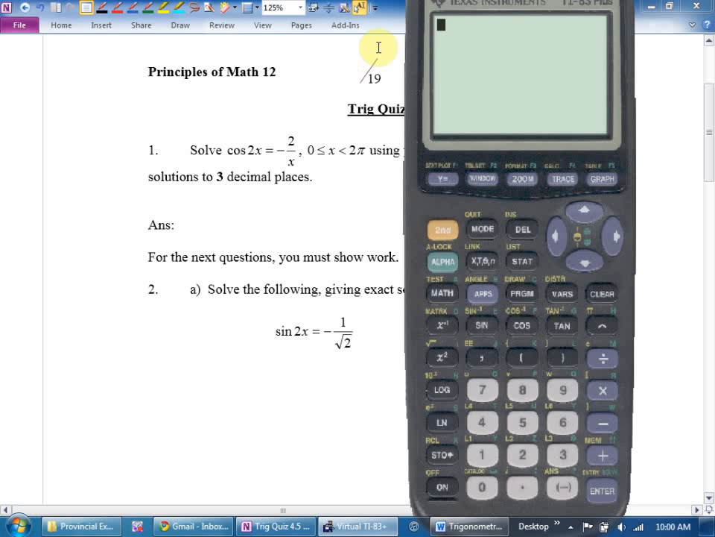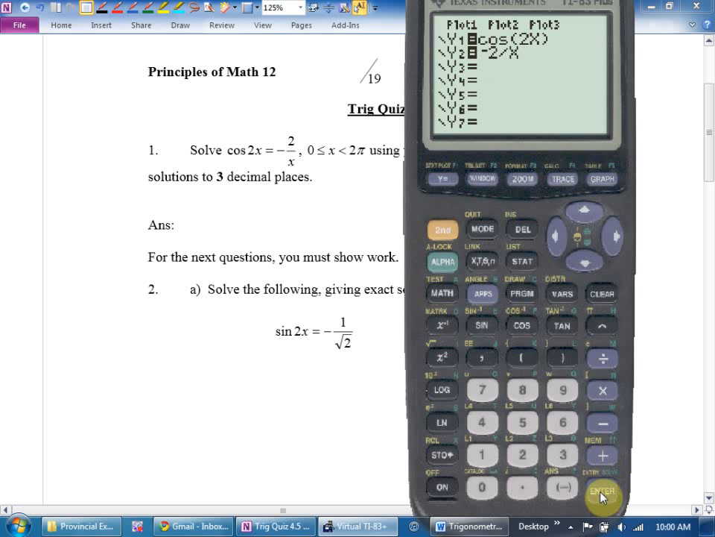So quiz 4.5, number one, we'll solve this by going clear. Cosine of 2x. Negative 2 over x.